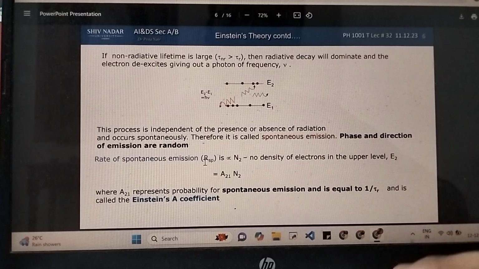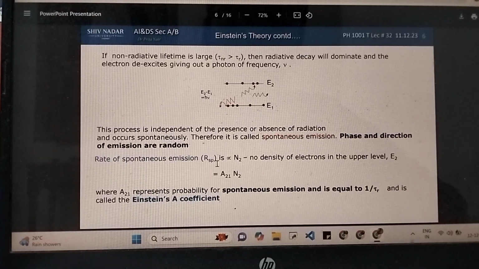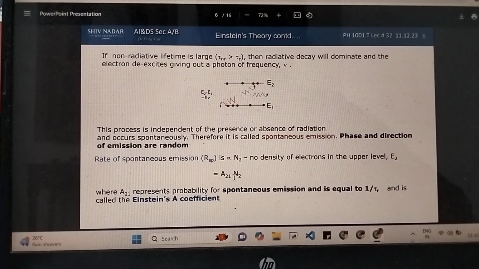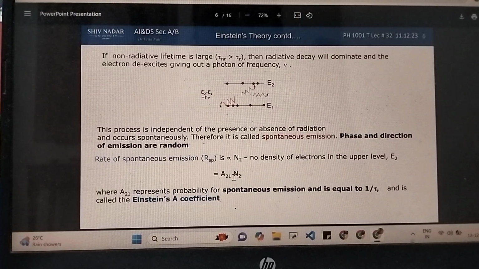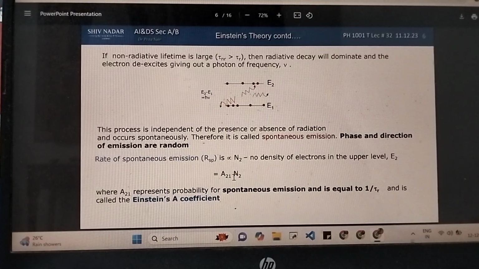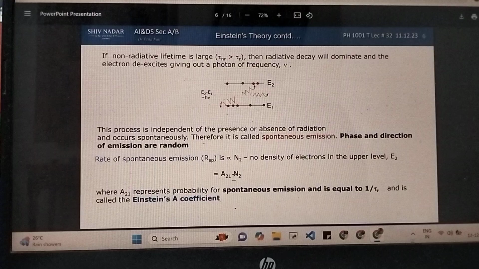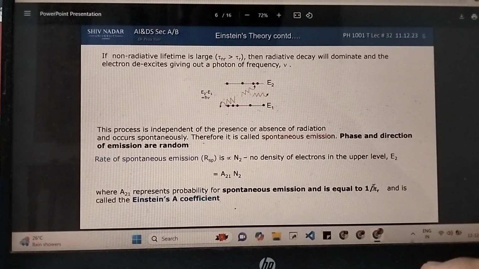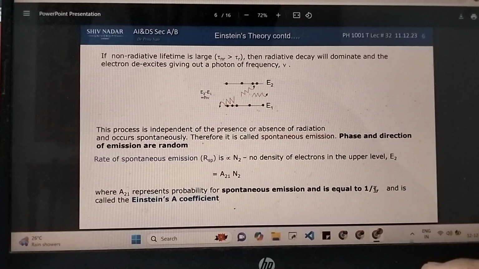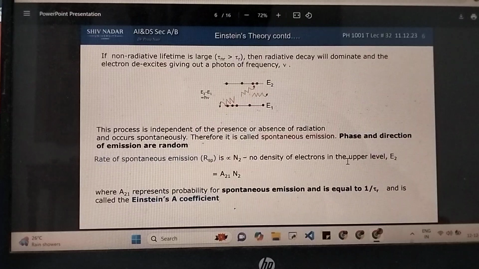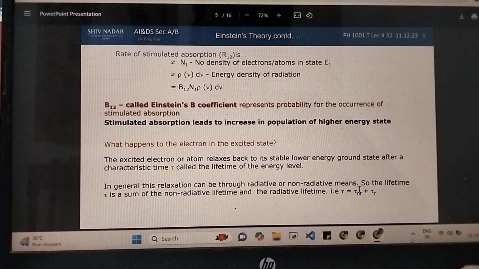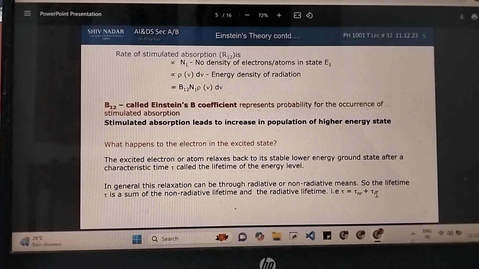So finally, what is our expression? Rate of spontaneous emission is equal to A21 N2, where A21 is the probability that spontaneous emission will happen from the second level to the first, and N2 is the number density of electrons in your higher level. Also A21 is equal to 1 by tau r, where tau r is the lifetime, if you remember, which we described here, specifically the radiative decay lifetime.